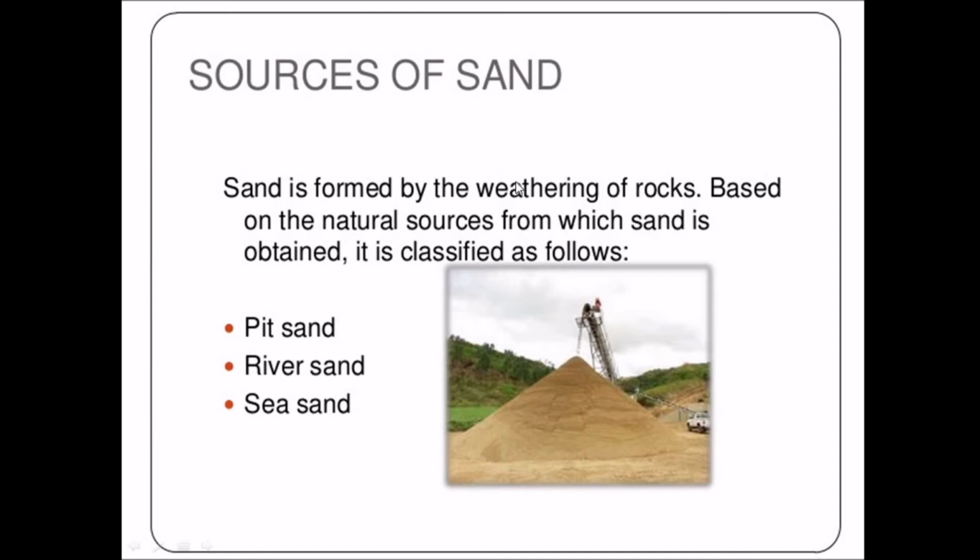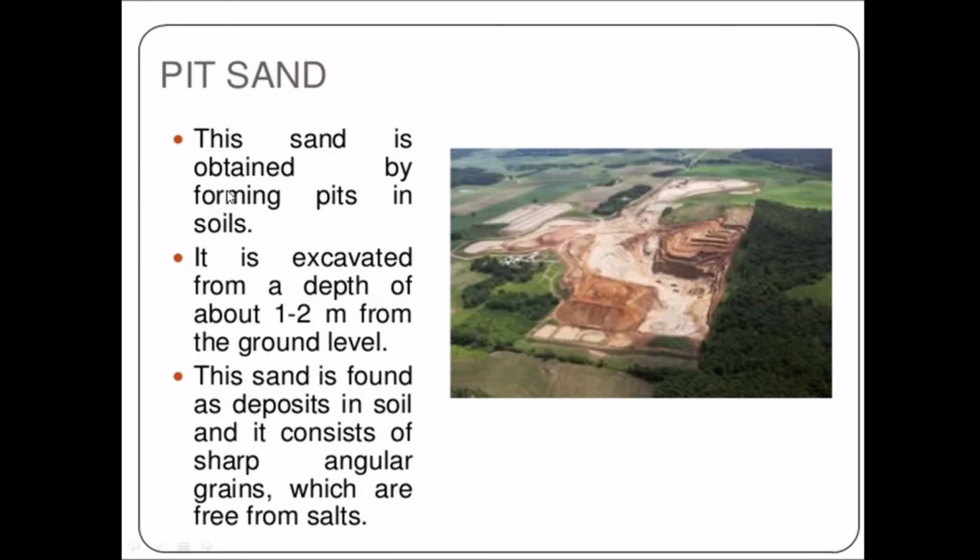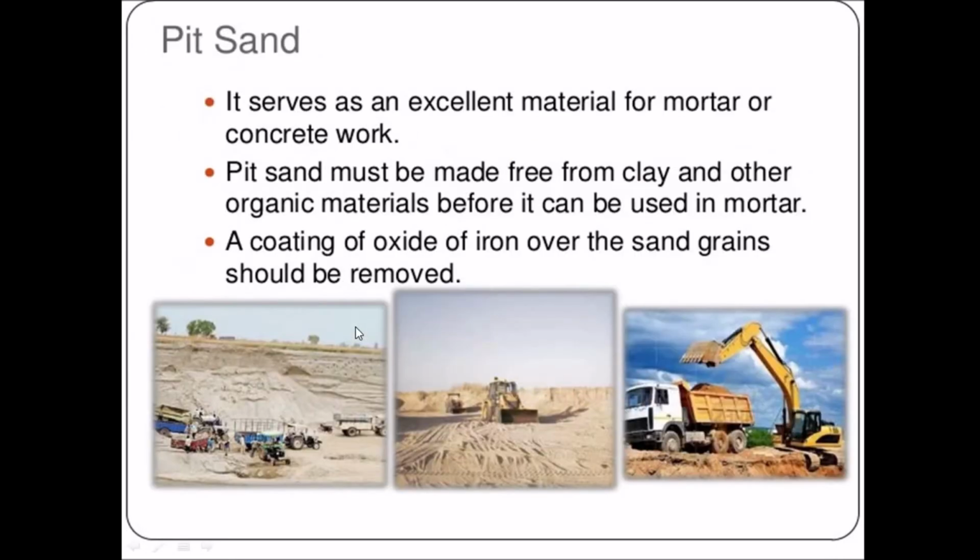Sources of sand: sand is formed by the weathering of rocks. Based on the natural sources from which sand is obtained, it is classified into pit sand, river sand and sea sand. Pit sand: this sand is obtained by forming pits in soil. It is excavated from a depth of about 1 to 2 meters from the ground level. This sand is found as deposits in soil and it consists of sharp angular grains which are free from salts.